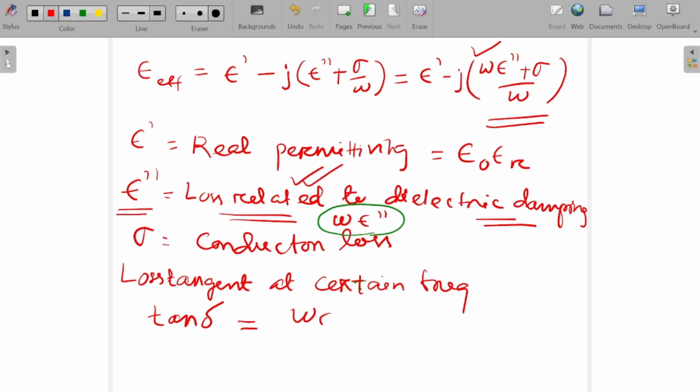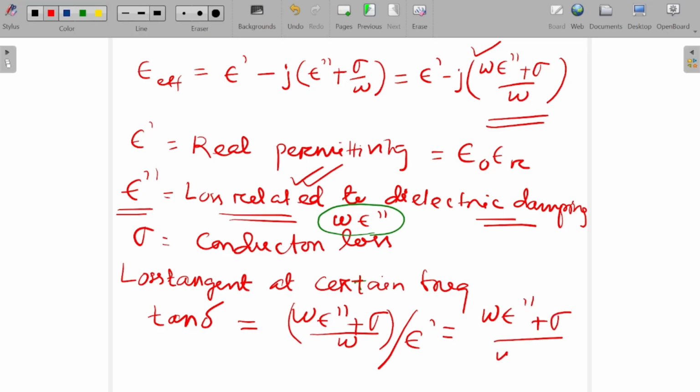that is your omega epsilon double dash plus sigma divided by omega, this is the imaginary part, divided by your real part, that is epsilon dash, which equals omega epsilon double dash plus sigma divided by omega epsilon dash. So, this is your loss tangent for a particular medium.